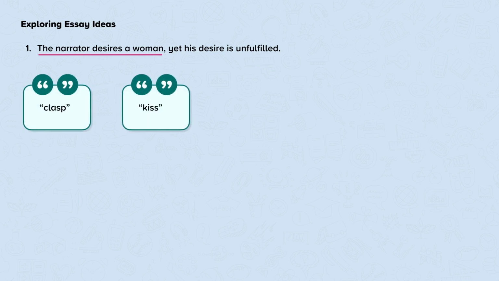The first idea that you could discuss in your essays is how the narrator desires a woman, yet his desire is unfulfilled. We will just focus on the first half of this idea, the narrator's desire. Let's look at some of the verbs used by the poet. Clasp, kiss.